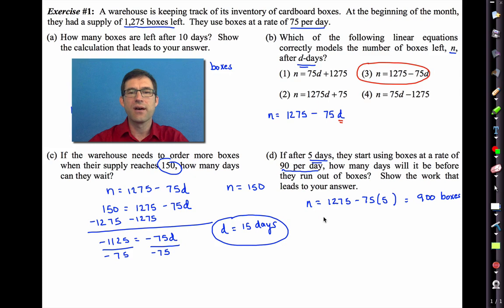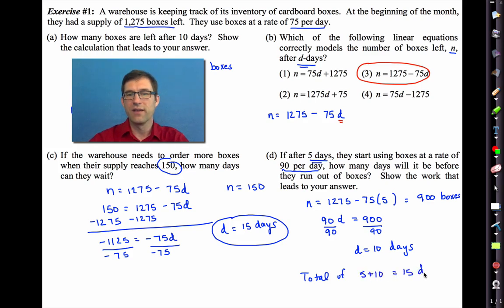So let me just set up a real quick equation. Let's do 90 times the number of days equals 900, right? 90 times the number of days equals 900. Divide both sides by 90, and we get 10 days. So it's going to take us 10 additional days before we run out of boxes, or a total of 5 plus 10, or 15 days.